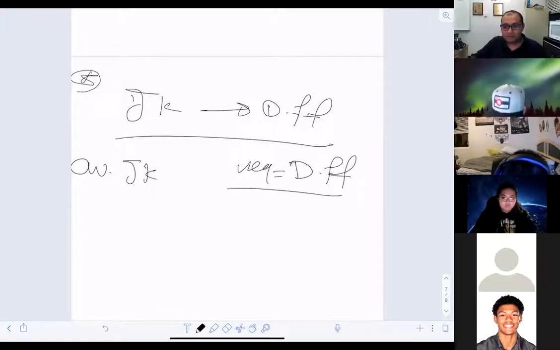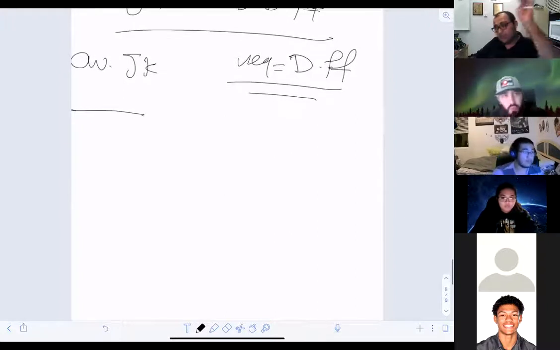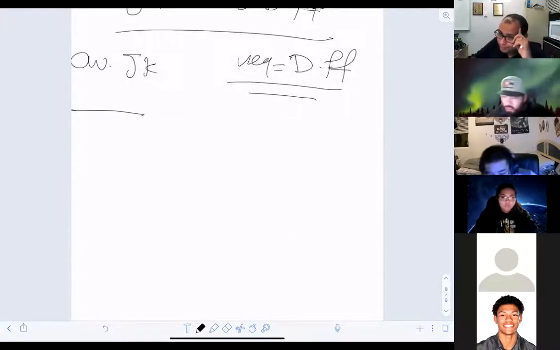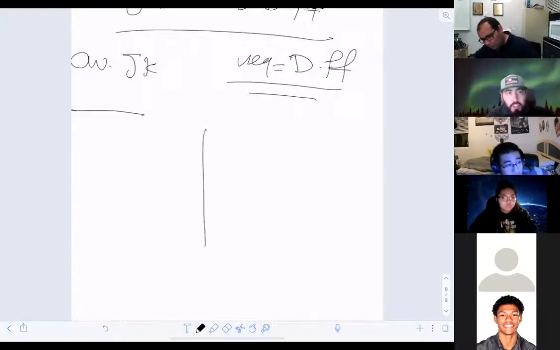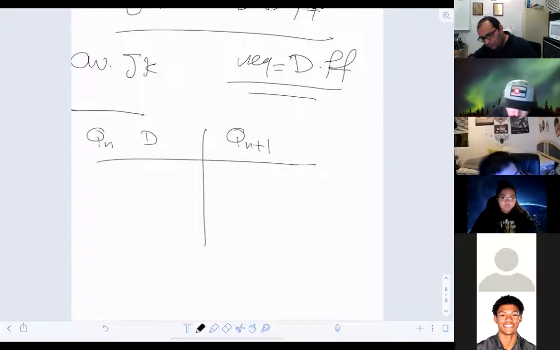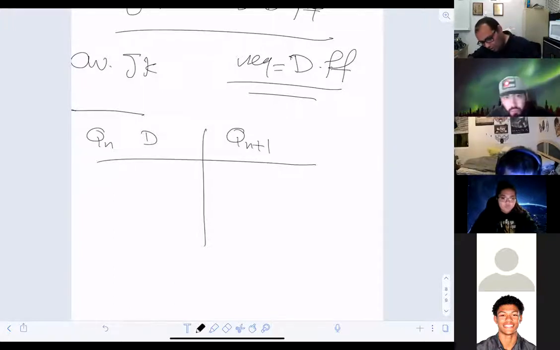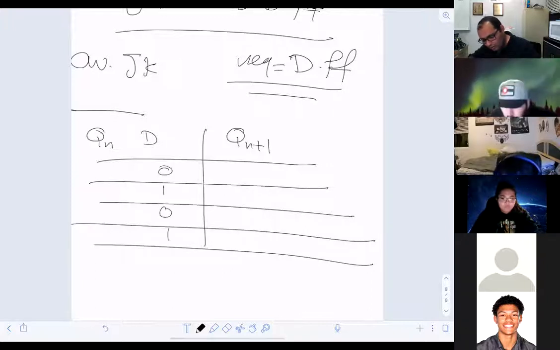Right? So available, required. What was the idea? We have to make the characteristic table for who? Required, the D flip-flop. So who is the required? Qn, D, Qn plus one, right? Then you know, 1, 2, 3, 4. 0, 1, 0, 1, 0, 0, 1, 1, right?